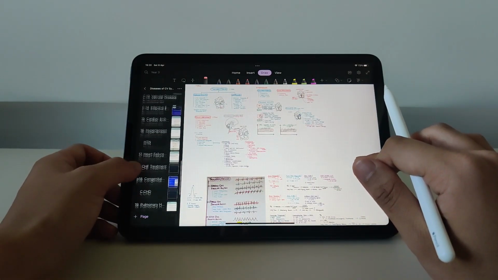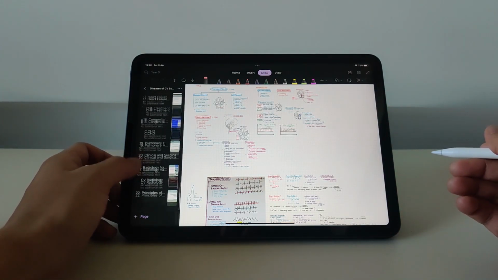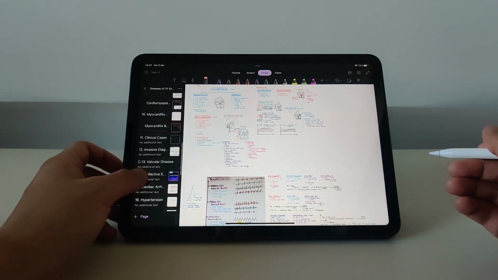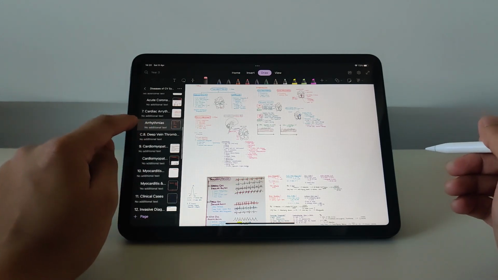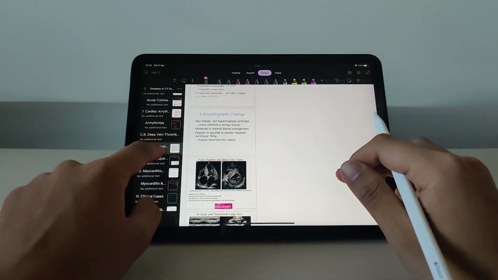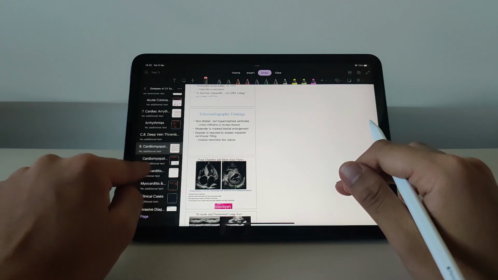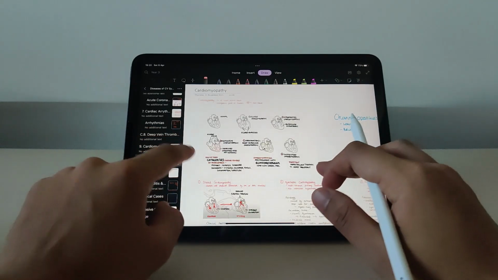If I do this for all the major topics. So for example, another one here. As you can see, I've got cardiomyopathies, and then underneath it, with that one, it doesn't have a number, it's not a lecture, that means it's my own notes.